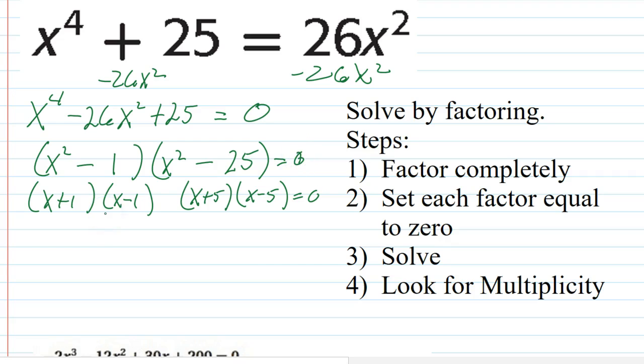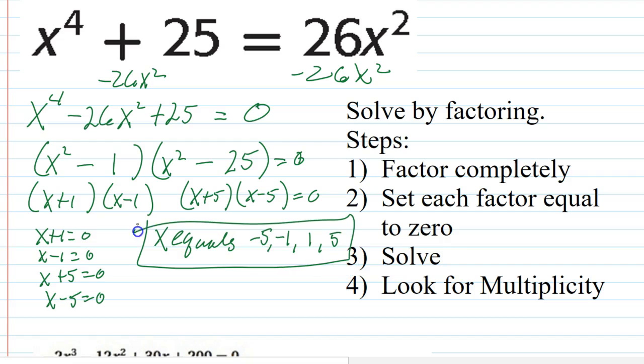Now you're just going to set each of these factors equal to 0. Solve for each of these, and you end up with x equals negative 5, negative 1, 1, and 5. There was no multiplicity, so if they asked for all of these, it will have a multiplicity of 1.